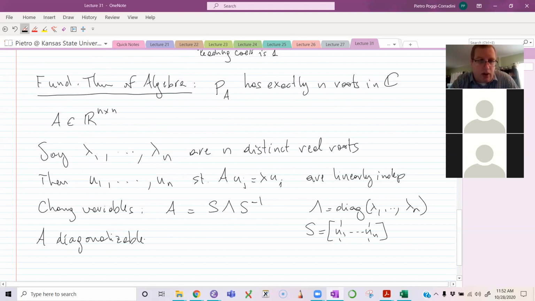But unfortunately, that's not always the case. Of course, having n distinct real roots is a sufficient condition for diagonalization, but not necessary. It can be diagonalizable and also not have n distinct real roots. Questions?